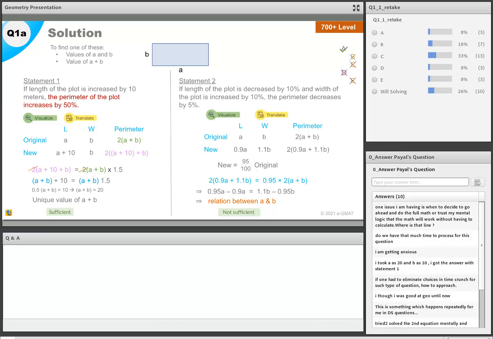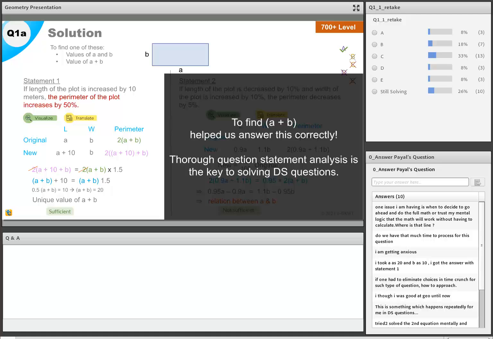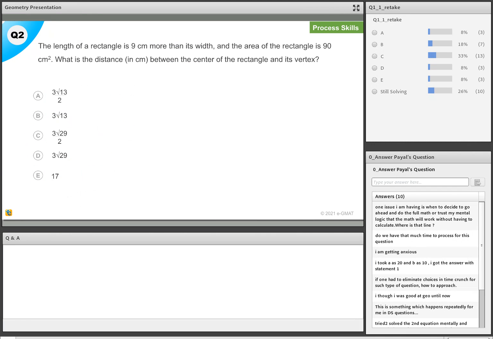Why is it sufficient? Because as you process this information, you get the value of A plus B, which is why the question statement analysis is the key. Had you not considered that you can find the answer to the question by simply finding the sum of A and B, you would have rejected statement 1 as well. So very, very important to do that thorough analysis.